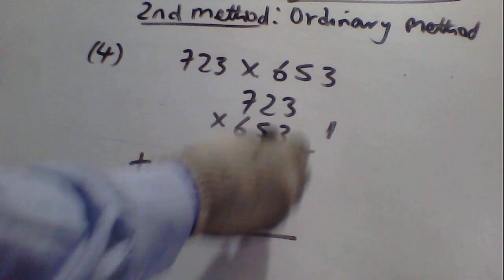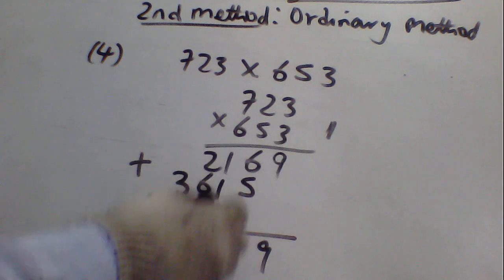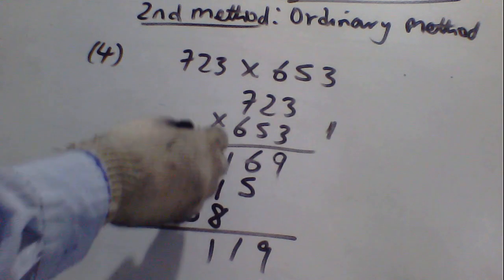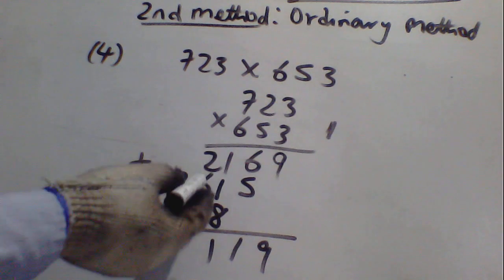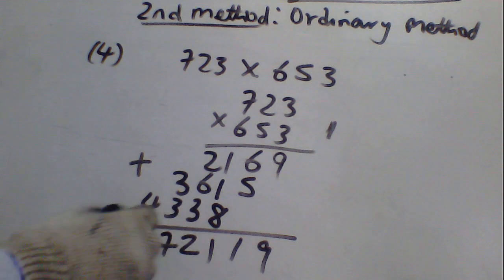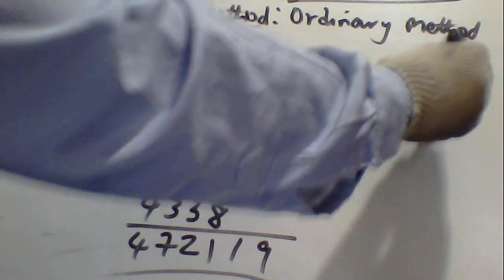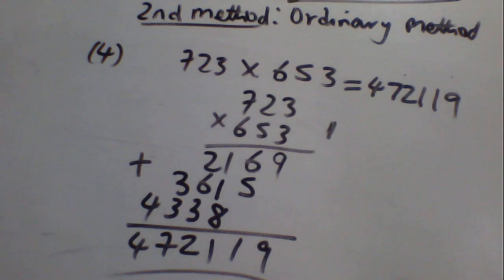Then you add, starting from the back, 9. 5 plus 6 will give us 11, carry 1. 10 plus 1, 11, carry 1. Put the 1 here, 4. 10, 12, carry 1. 67. So the result of multiplying 723 by 653 is equal to 472,119.